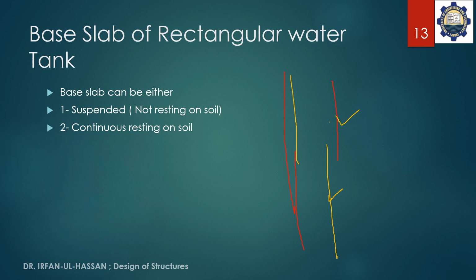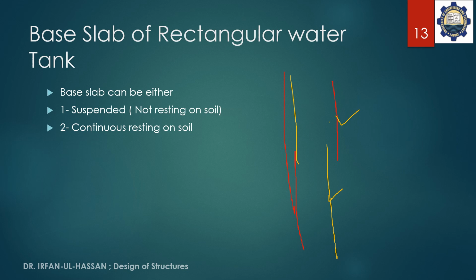So next one is the design of base slab of the rectangular tank. This topic is mainly regarding how to design the slab, and the base slab is actually the main critical slab compared with the top slab.